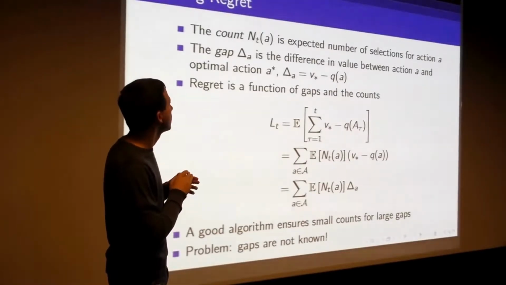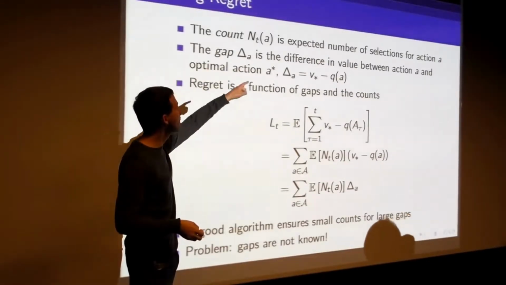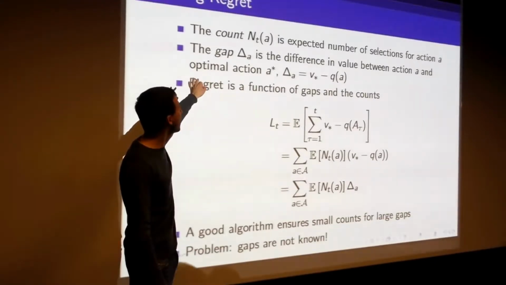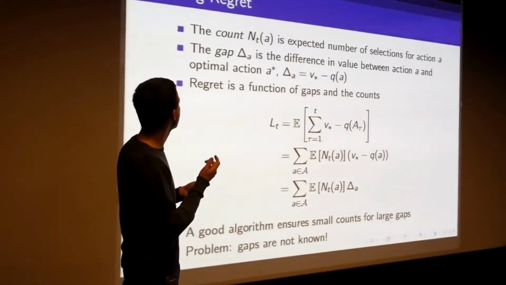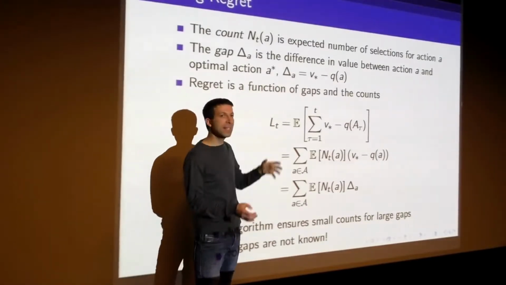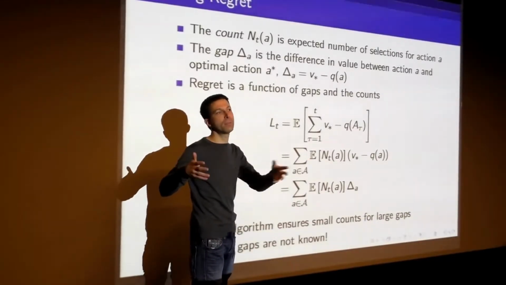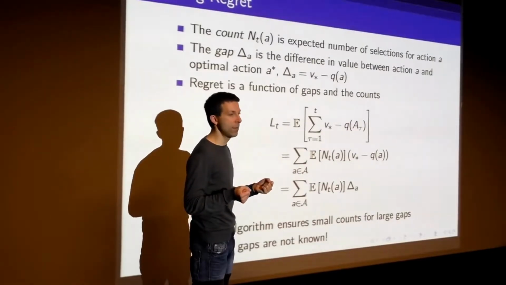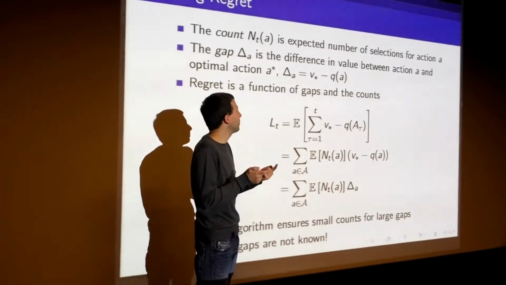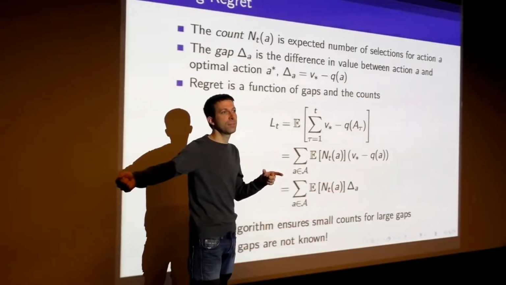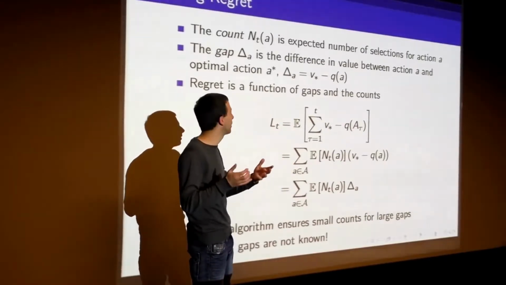So the count is just the number of times we've pulled an arm. We're going to count the number of times we pull an arm. And we're going to consider this thing called the gap. The gap is the difference in value between some action A and the optimal action. So it's the gap between the best machine I could have pulled and some suboptimal machine. If I want to know the gap for machine 3, that's the difference in value between machine 3 and the best machine. It's like the difference between 80% and 75% again. There's a gap there of 5%.